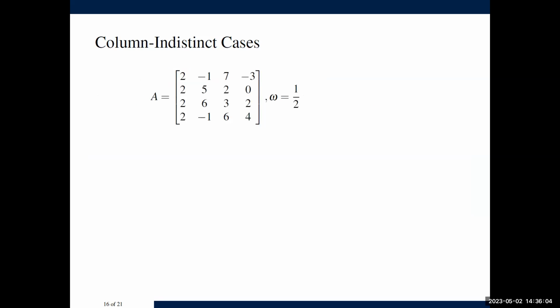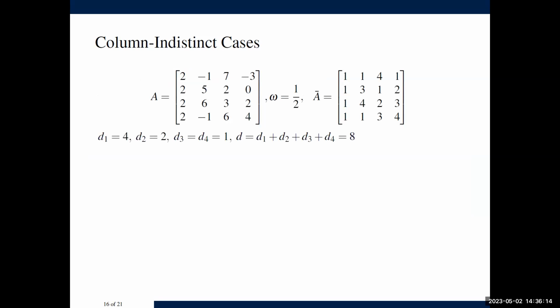Let's have an example again. Okay, for matrix A, 4 by 4, the omega is a half. That is the matrix A bar. Now, this is the frequency Ti, meaning the largest frequency of the first column of matrix A bar, which is 4, because we have four 1s. Now, on the second column, we have 1 as the mode element, and the corresponding frequency is 2, and then for the rest it is 1. Now, the total of frequency is 8.